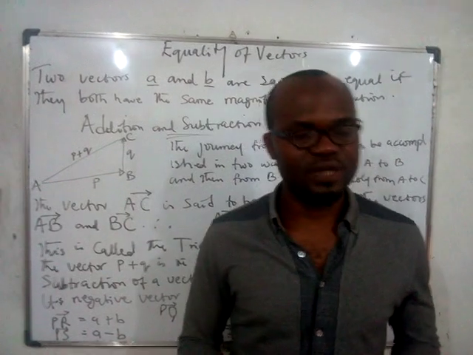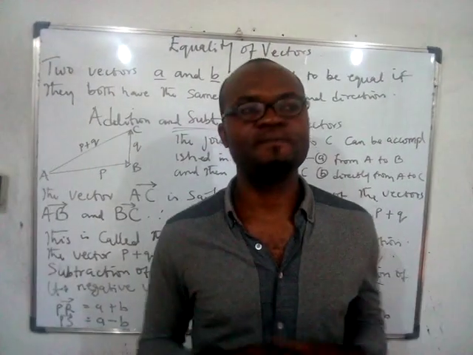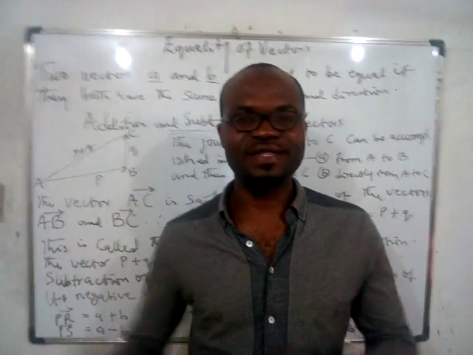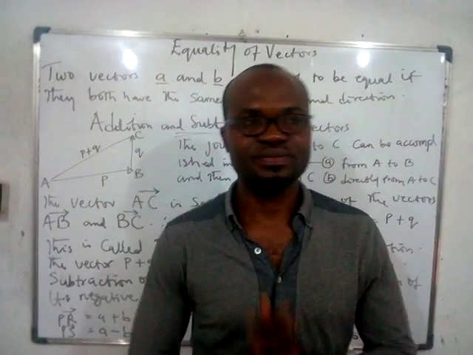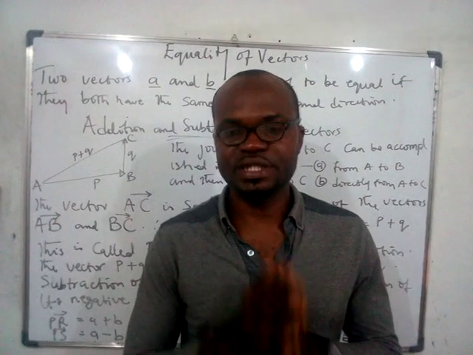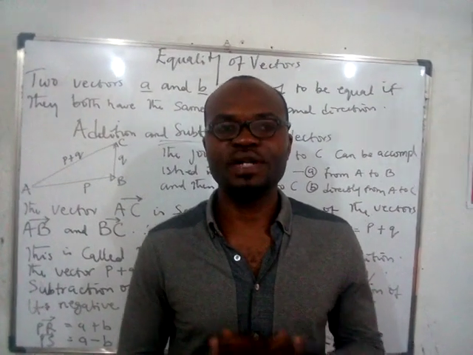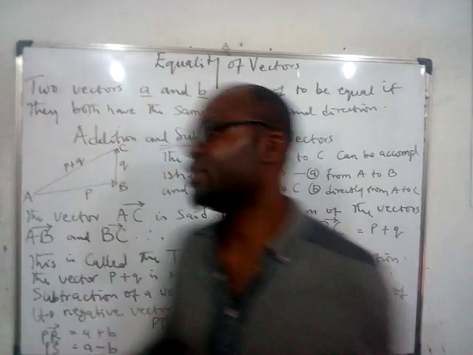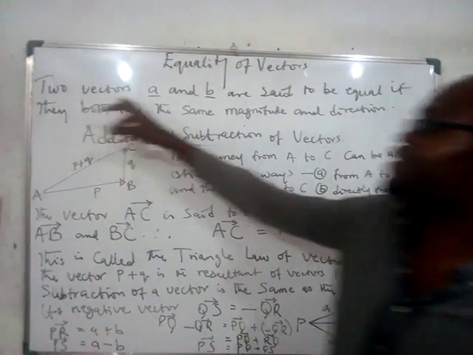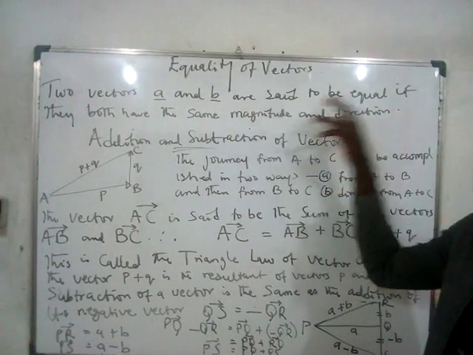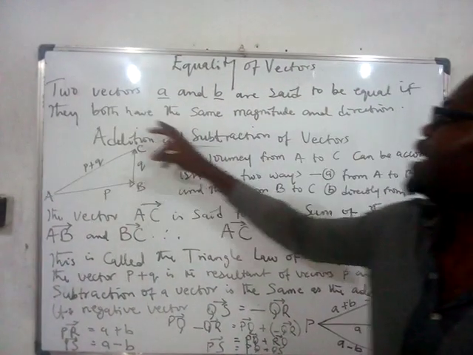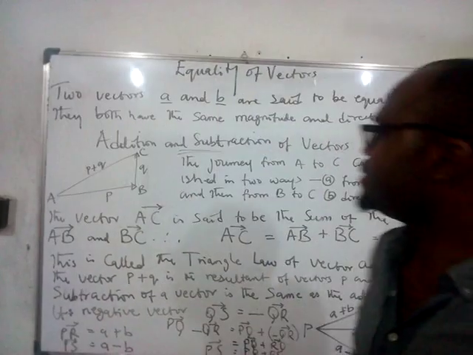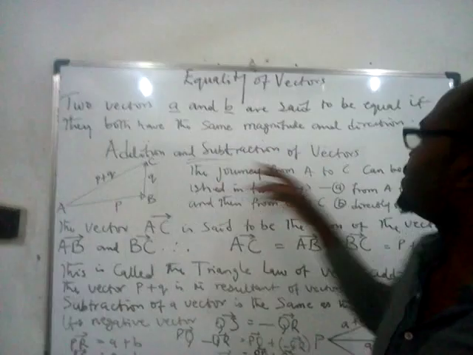When is it that you can say that two vectors are equal? You can only say that two vectors are equal when both of them have the same magnitude and direction. That is the only case where you can say that two vectors are equal. So you can simply say that two vectors A and B are said to be equal if they both have the same magnitude and direction. Very, very important. Now back to the main subject of the day, addition and subtraction of vectors.